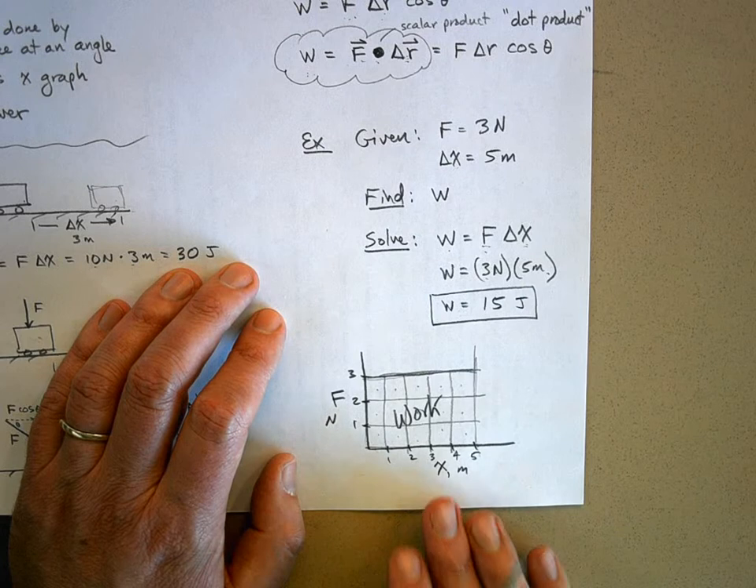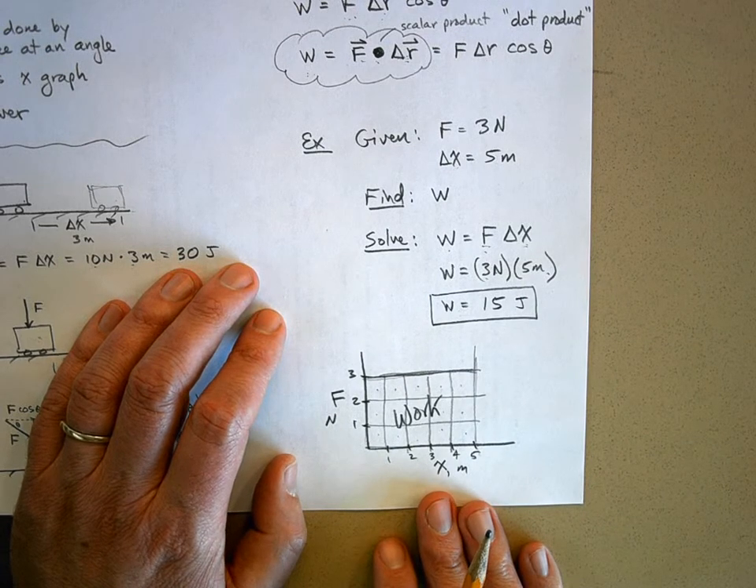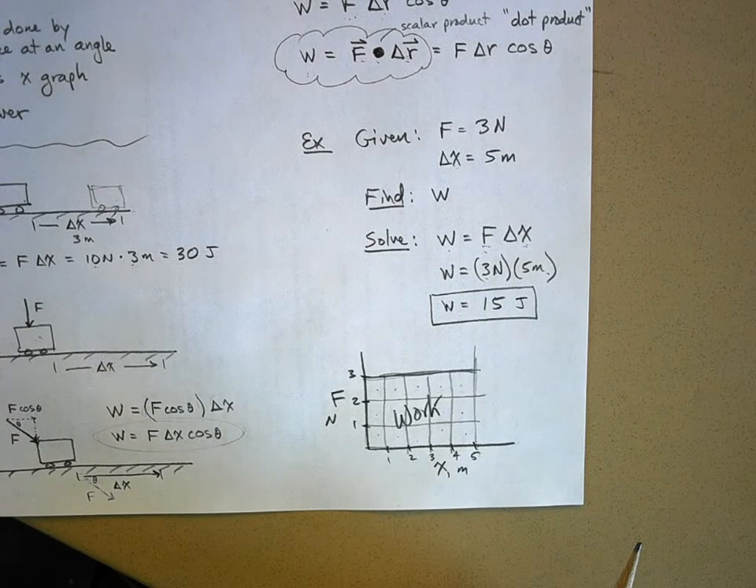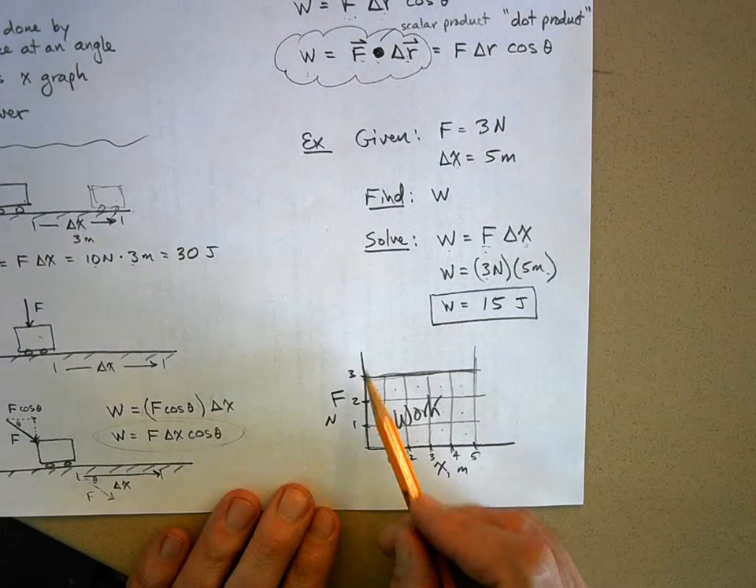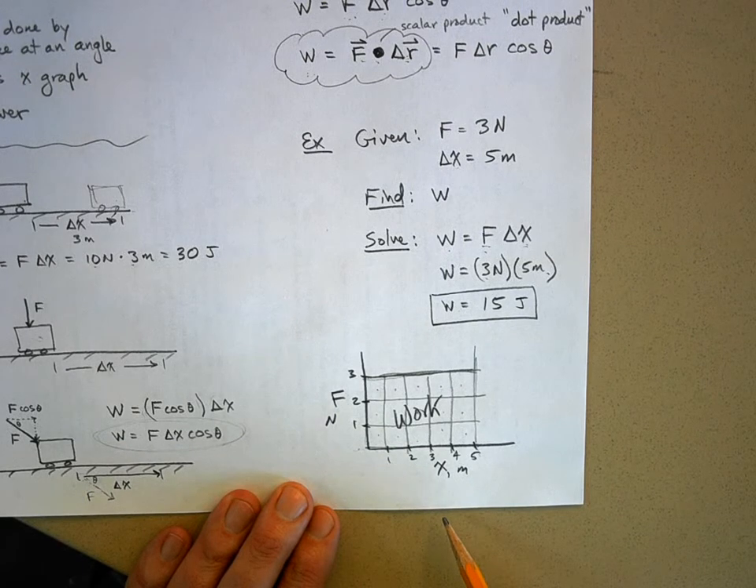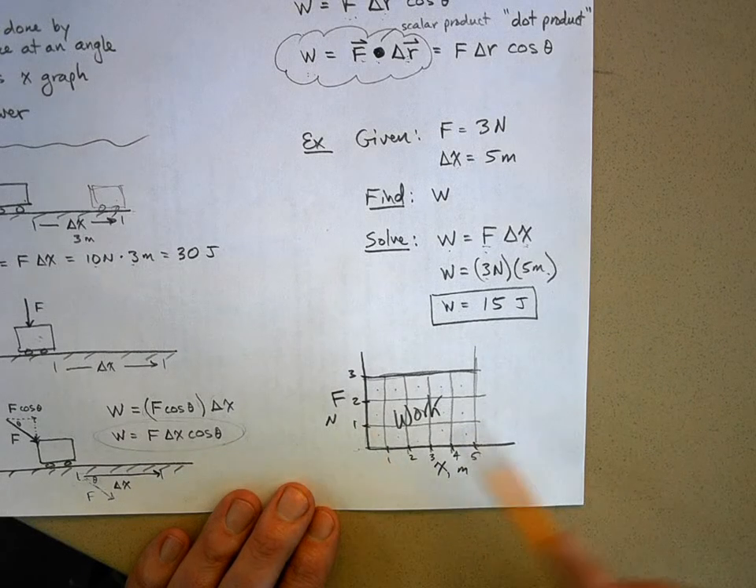Do you recognize this? When we graphed velocity as a function of time, the area underneath that graph was a change in position. When I graphed acceleration as a function of time, the area underneath that graph was a change in velocity. When we graphed force as a function of time, the area underneath that graph was impulse or change in momentum. Now we're graphing force as a function of position. The area underneath that graph is work. The transfer of energy.